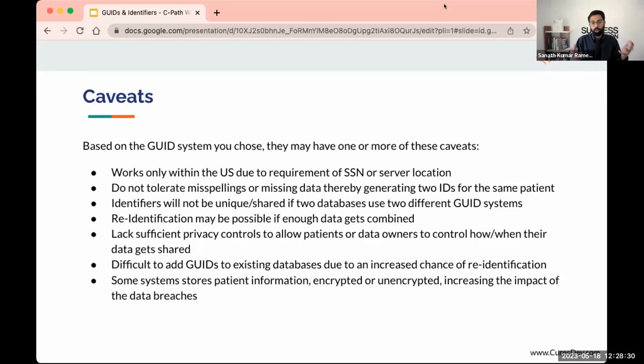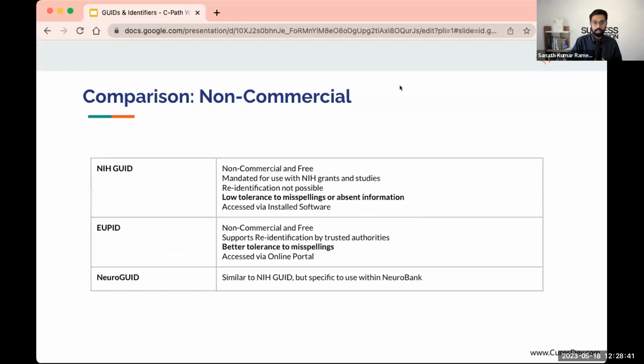Some systems actually store patient information, even though it's encrypted. It is not safe because, as we all know, the decryption key lives very close to the patient information, and so an attacker can decrypt it.